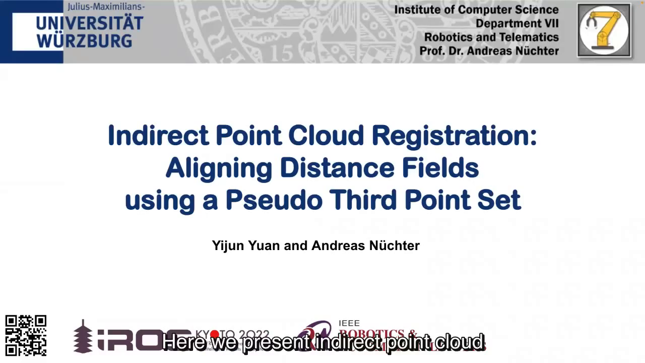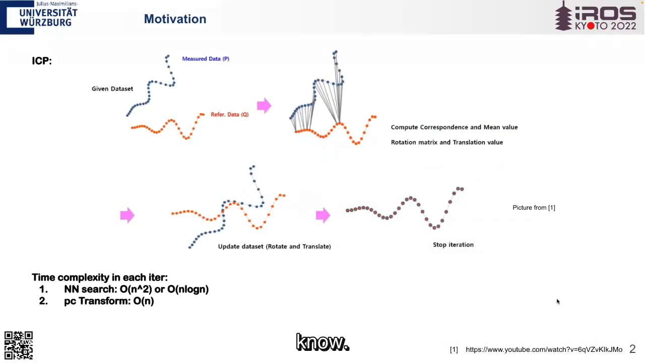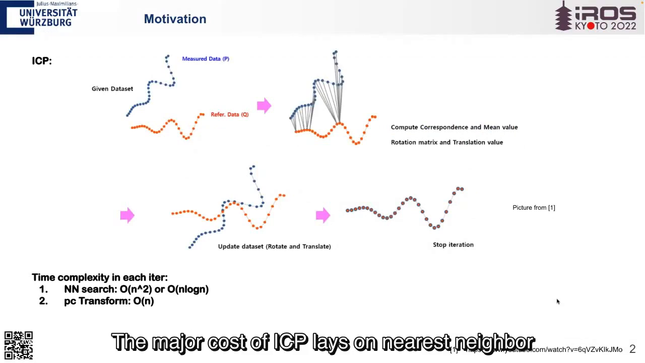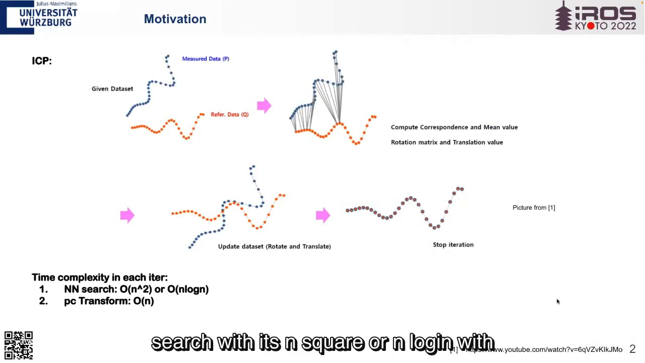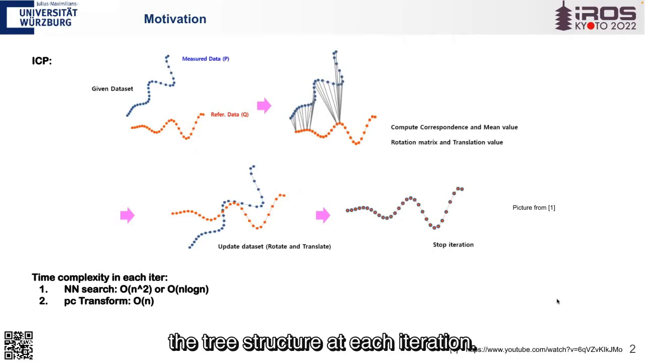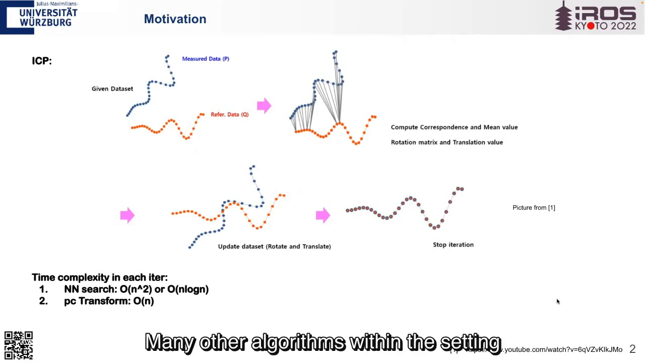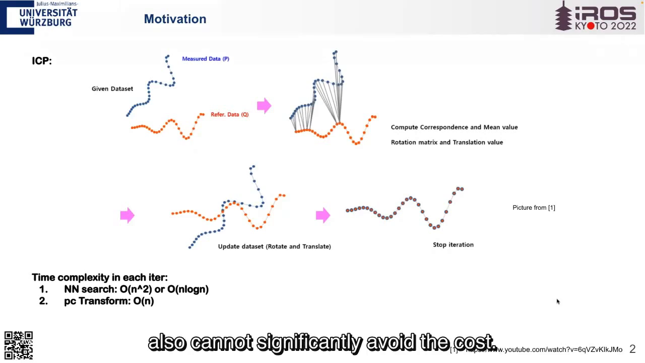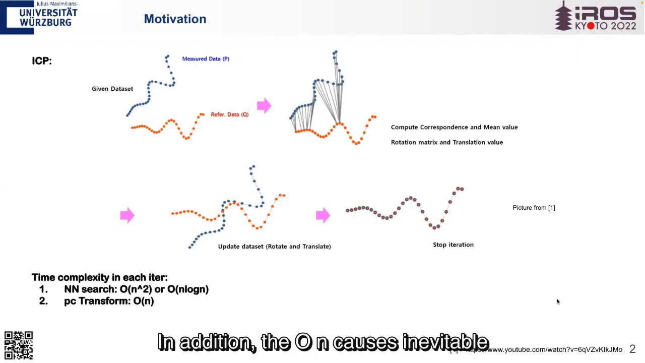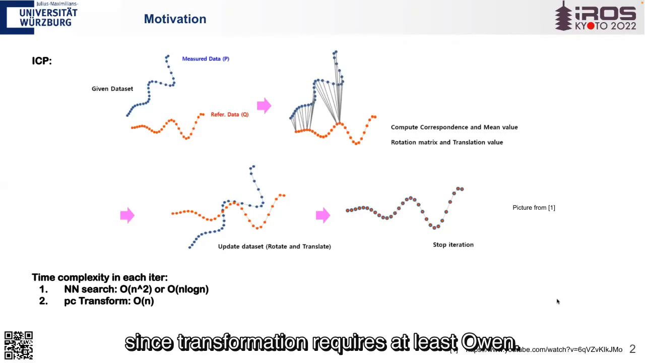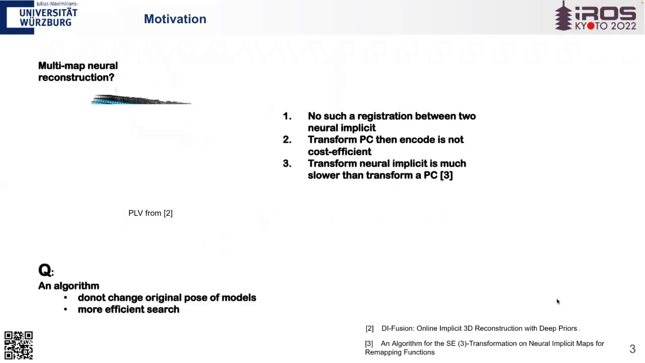Here we present indirect point cloud registration, allowing distance fields using a pseudo third point set. As we all know, in this registration task, ICP is the most universal model. The major cost of ICP lies in nearest neighbor search, with its n square, or n log n with the tree structure, at each iteration. Many other algorithms with similar settings also cannot significantly avoid the cost. In addition, the O(N) cost is inevitable since transformation requires at least O(N). Yet, can we do it faster?